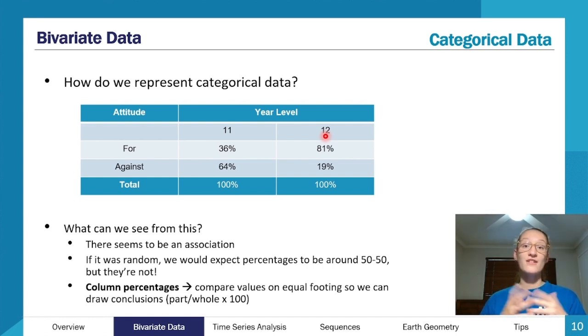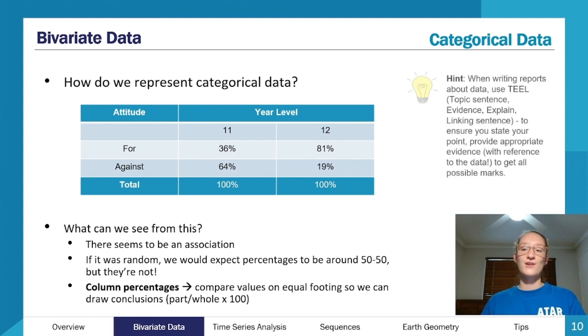Another quick thing I want to draw your attention to is the fact that this two-way frequency table has already been converted to percentages for the columns, whereas in a two-way frequency table you often might see the individual number of votes in each cell, and then the raw total number here, and also the totals here and here. But what they've done to this table is convert it to percentages so that we can compare our values on equal footing, because if we had interviewed a different number of year 11s and 12s, it wouldn't be fair to compare the raw numbers. By converting it to percentages, we can compare on equal footing. So that's important to note as well.